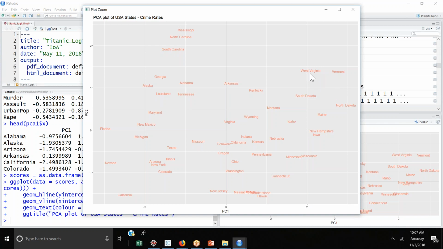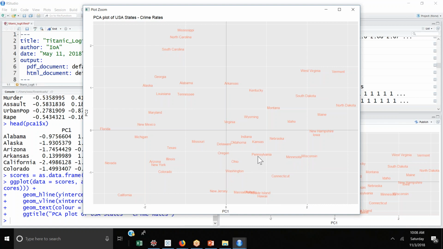If you look at these, West Virginia, Vermont, these are all rural areas. You may not know that, but I know. North Dakota, South Dakota, West Virginia, Vermont, Kentucky, Montana. These are all rural areas. This is rural area.